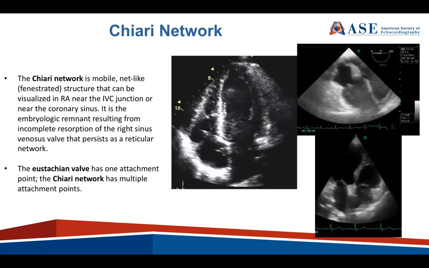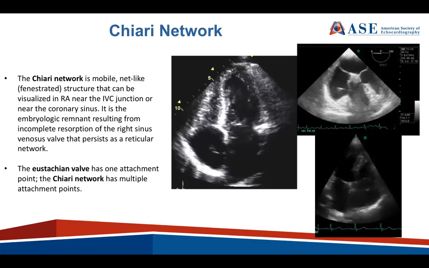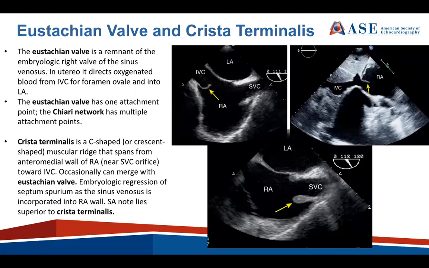Now, the difference between the Chiari network and the eustachian valve is that the eustachian valve usually has one attachment point, while the Chiari network has multiple attachment points. So coming on to the eustachian valve and the crista terminalis, the eustachian valve is a remnant of the embryological right valve of the sinus venosus. In utero, it directs oxygenated blood, as we know, from the IVC to the foramen ovale into the left atrium. The eustachian valve has one attachment point, like I mentioned, and the Chiari network has multiple.